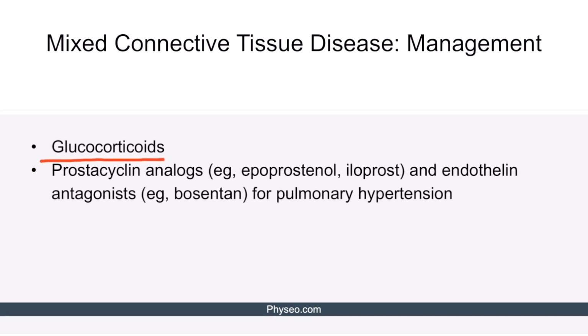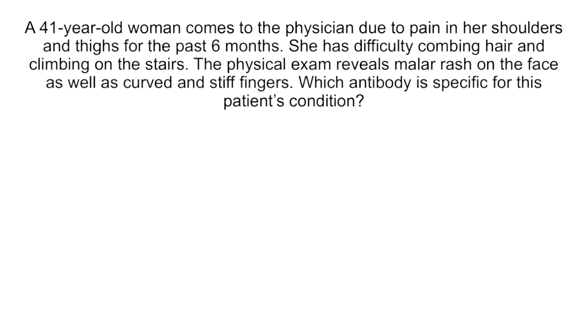When there is pulmonary hypertension, choices of therapy include prostacyclin analogs like epoprostenol and endothelin antagonists, such as bosentan. All right, time for another flash quiz.